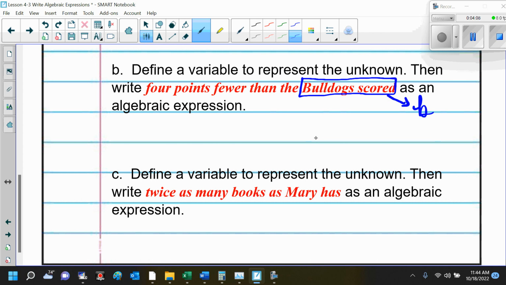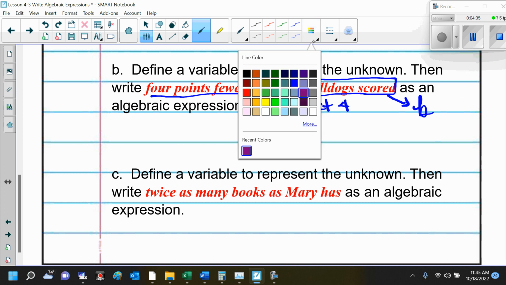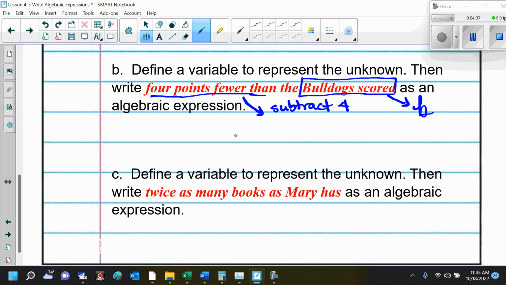Okay? All right. Now, let's go back to the words and identify the operation. 4 points fewer than B. What words tell me the operation? Fewer. Very good. And we want 4 points fewer. So are we going to add or subtract or multiply or divide? Subtract. Very good. So we're going to subtract, and we're subtracting 4. Is everybody with me? All right. So the expression that we're going to come up with is B minus 4.